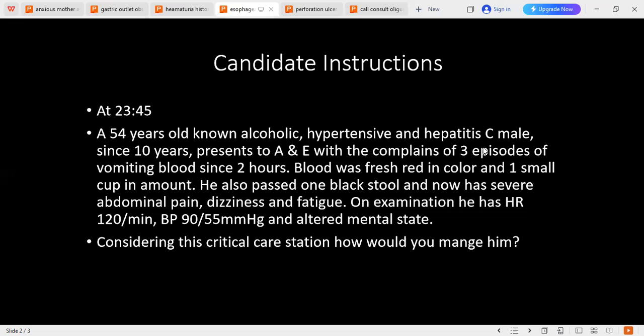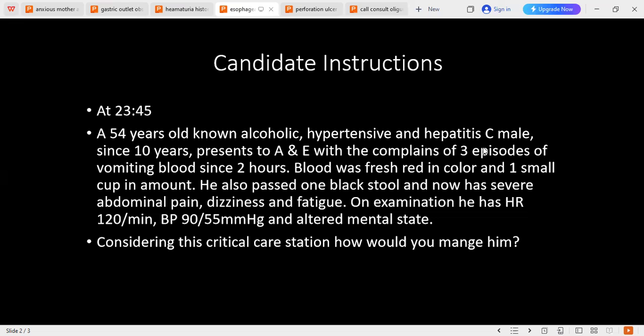Okay, please tell me, how would you take care of the patient's bleeding disorder or the patient situation? For the patient bleeding, initially we do endoscopy to control the bleeding.